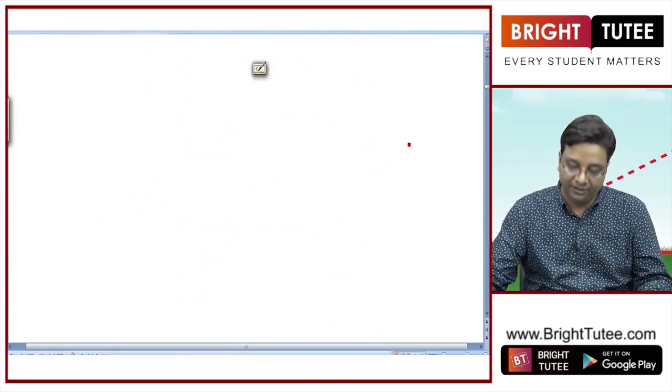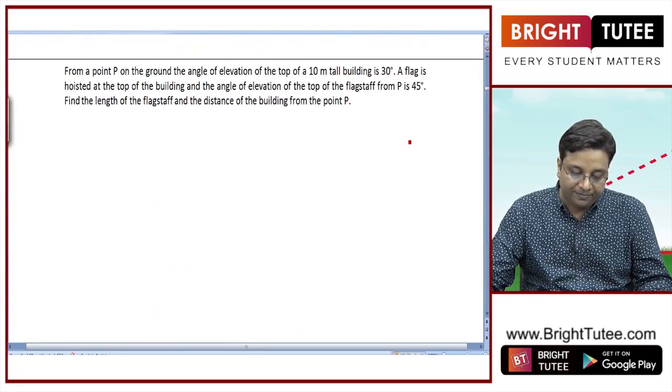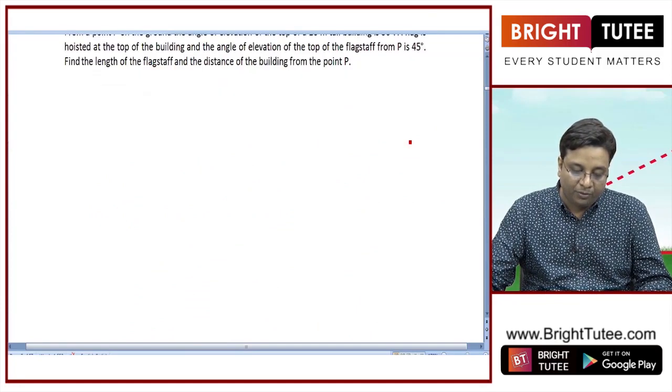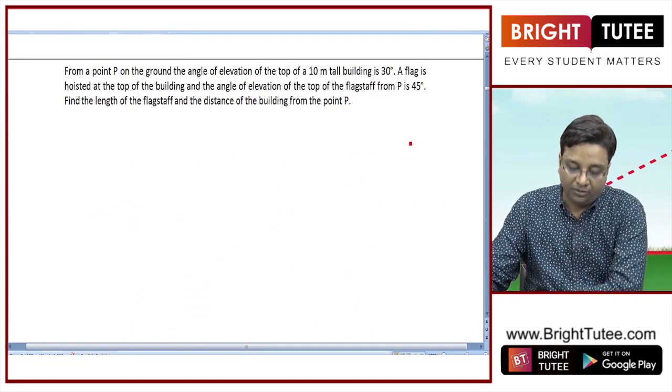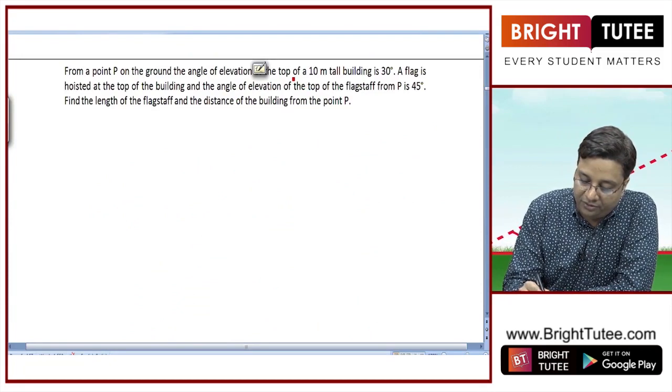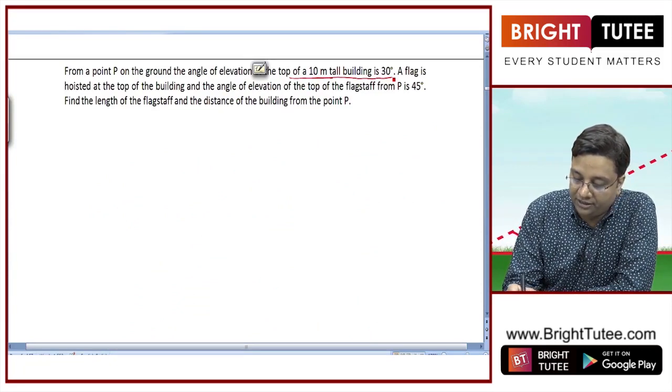All right. So let's move to the next question here. From a point P on the ground, the angle of elevation of the top of a 10 meter tall building is 30 degrees.